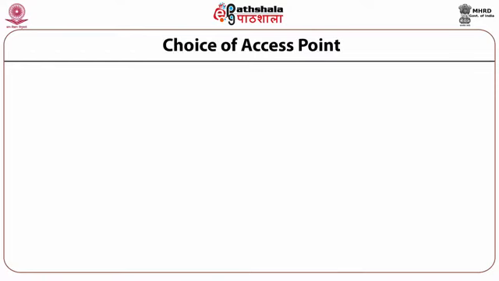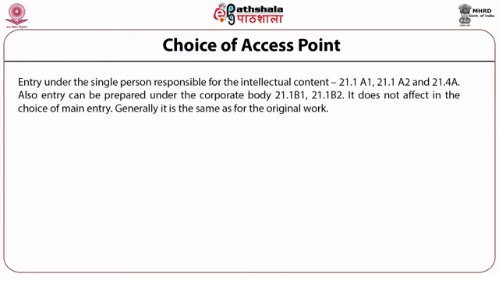And now let us discuss the choice of access point in the case of the microform. Rule 1, that is called chapter 1. So it is the same as the determination of heading, like 21.1A1 personal authorship and 21.1A2, and a new rule has been given for 21.4A. Also it is the same to enter the microform under corporate body according to rule 21.1B1 and 21.1B2. These are very common, very important rules. You must remember these things.